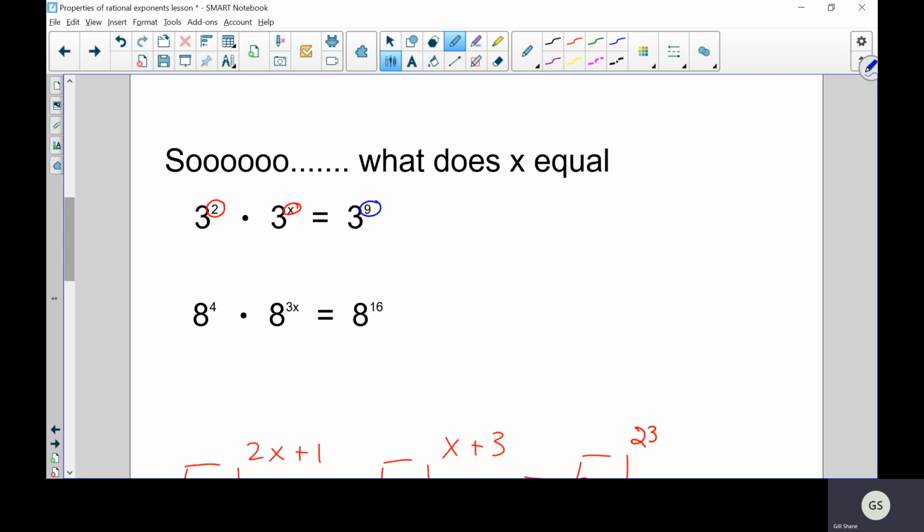The second one's 4. That is correct. So the equation would be 2 plus x equals 9, because in this problem we have the product rule. So we would add the exponents on the problem side to get the answer exponent.